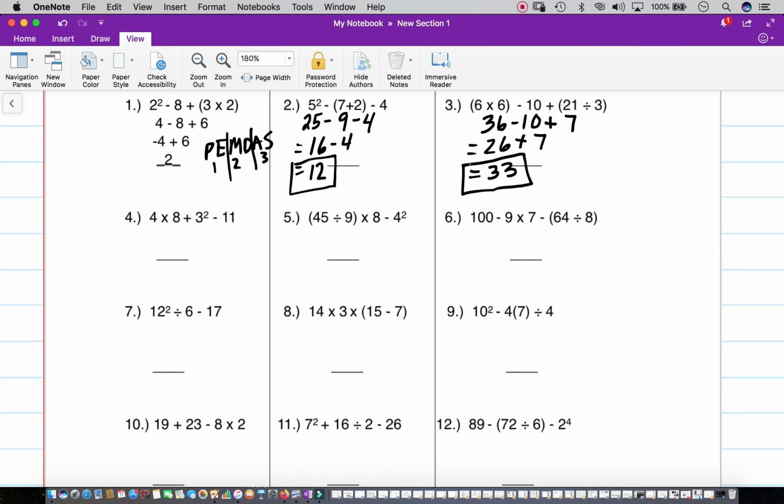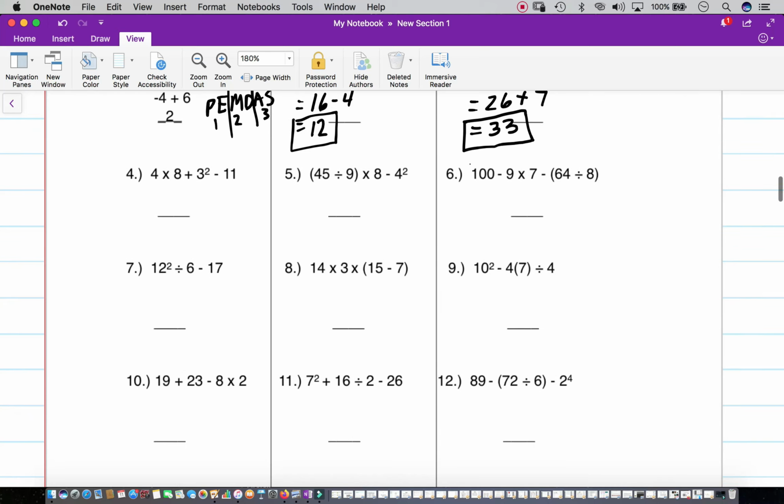All right, let's move to number 4. So we have 4 times 8 plus 3 squared minus 11. Okay. So with this problem, where will we start? Of course, in the first house. Okay, so we don't have any parentheses, but we do have exponents.